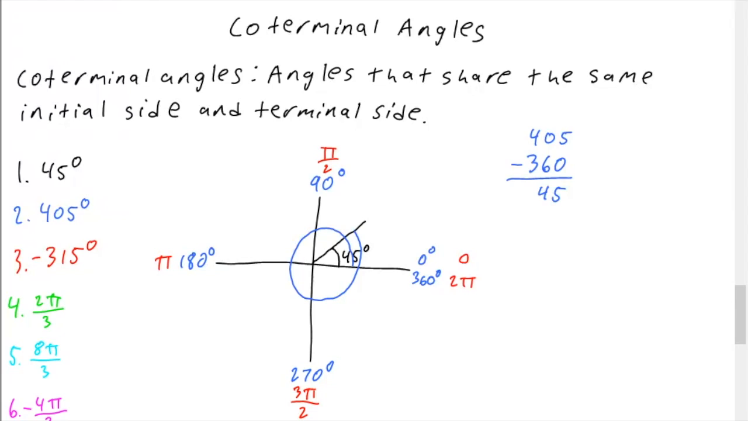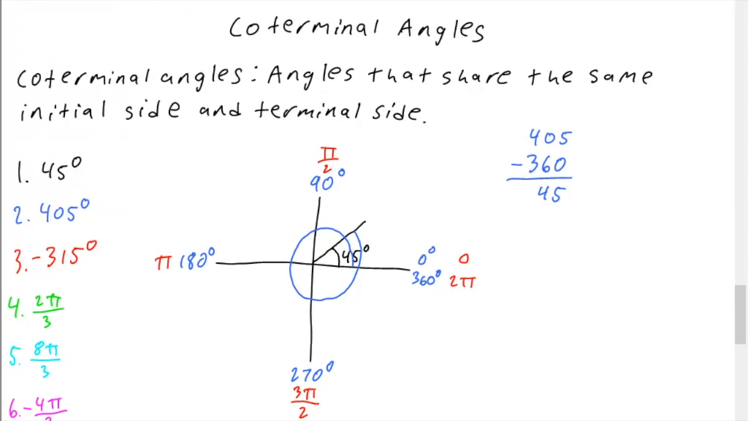So 45 and 405 are known as coterminal angles. So 405 and 45 effectively have the same degree measure. It's both the same amount of degrees, however, one just goes all the way around first and then ends at 45 degrees.